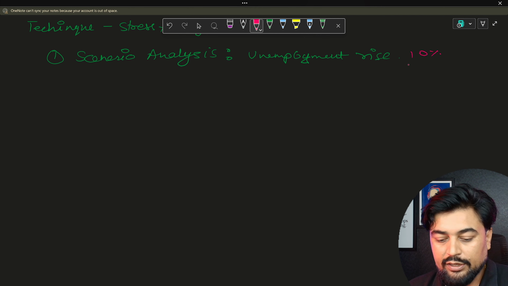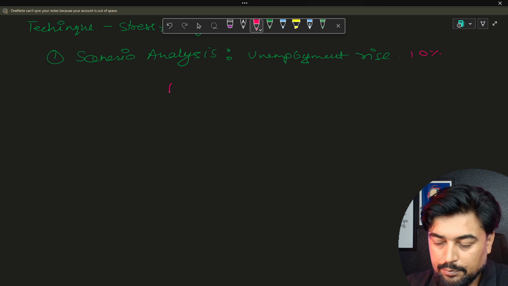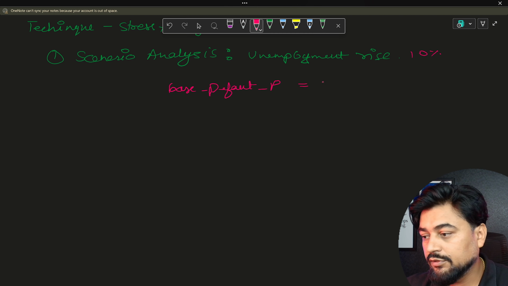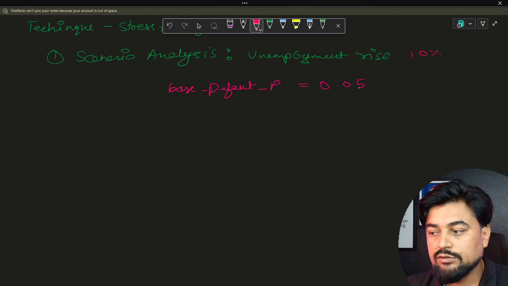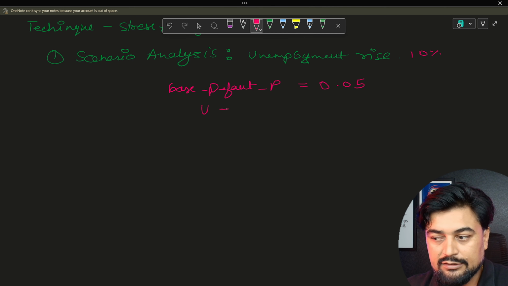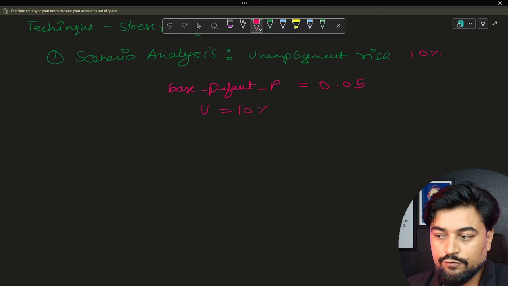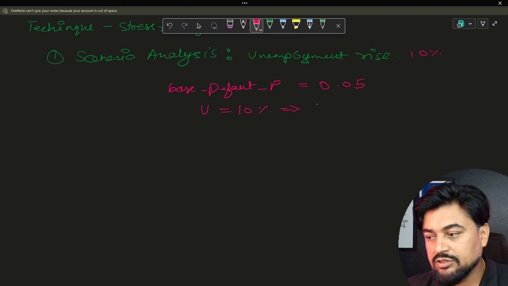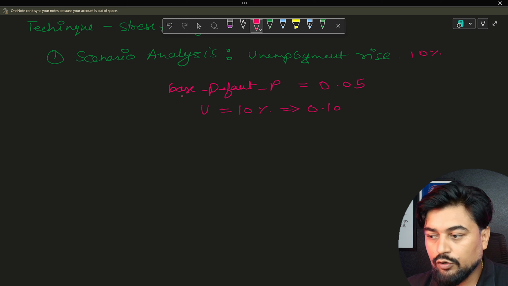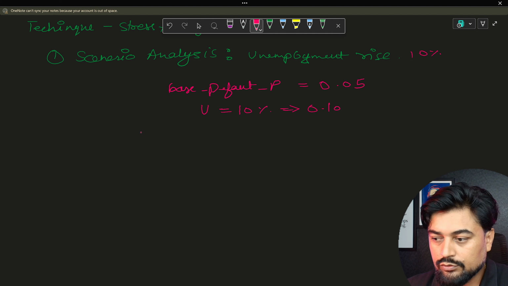So you can mention that the base default probability of the person, or the portfolio, was 0.05. Now because of this unemployment, we can mention it as U, there is a rise of 10%, or you can also mention it as 0.10. Okay, now let's calculate the new default probability.